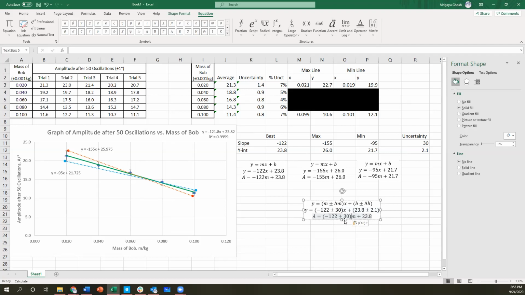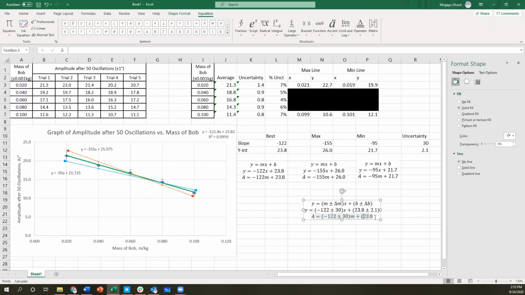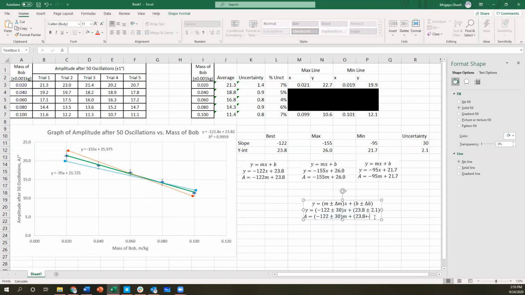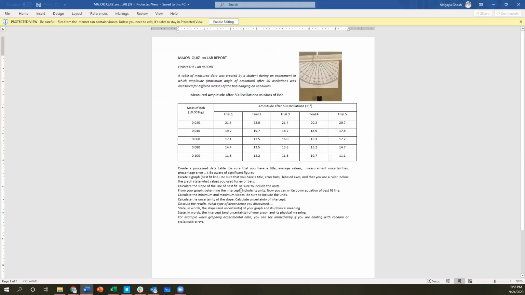So when she says on the lab reports, for example on the major quiz, it says calculate the slope stated in words. Well, we'll do that too. 23.8 plus minus the 2.1. Okay, so math-wise, we are done. This is all the math you have to do. So this is fully processed data. I don't think there's anything else we can do with this.